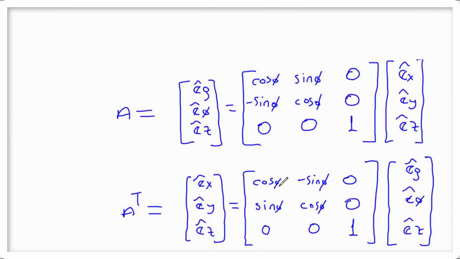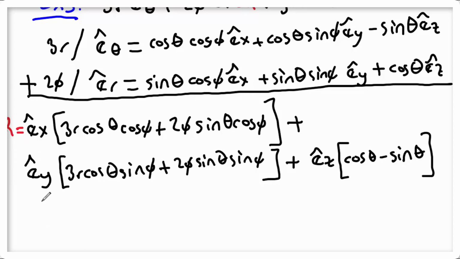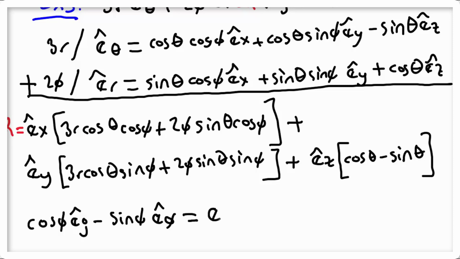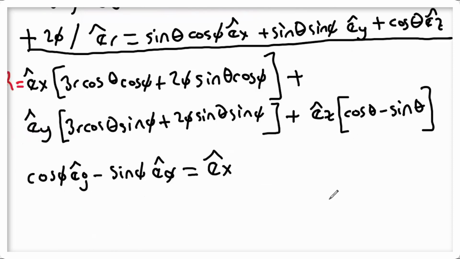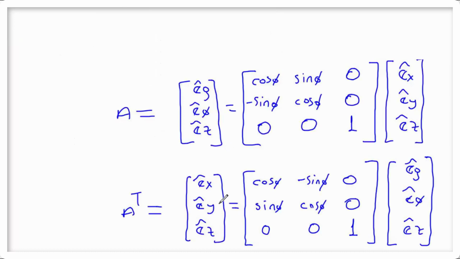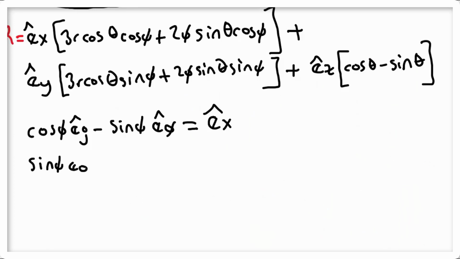EX is equal to cos phi E rho minus sine phi E phi. Cos phi E rho minus sine phi E phi. That's right. What was that? Cos phi E rho minus sine phi E phi. You bring in EX and write this term here as it is. Let's take a look at it again. EY equals sine phi E rho plus cos phi E phi. Sine phi E rho plus cos phi E phi equals EY, right?